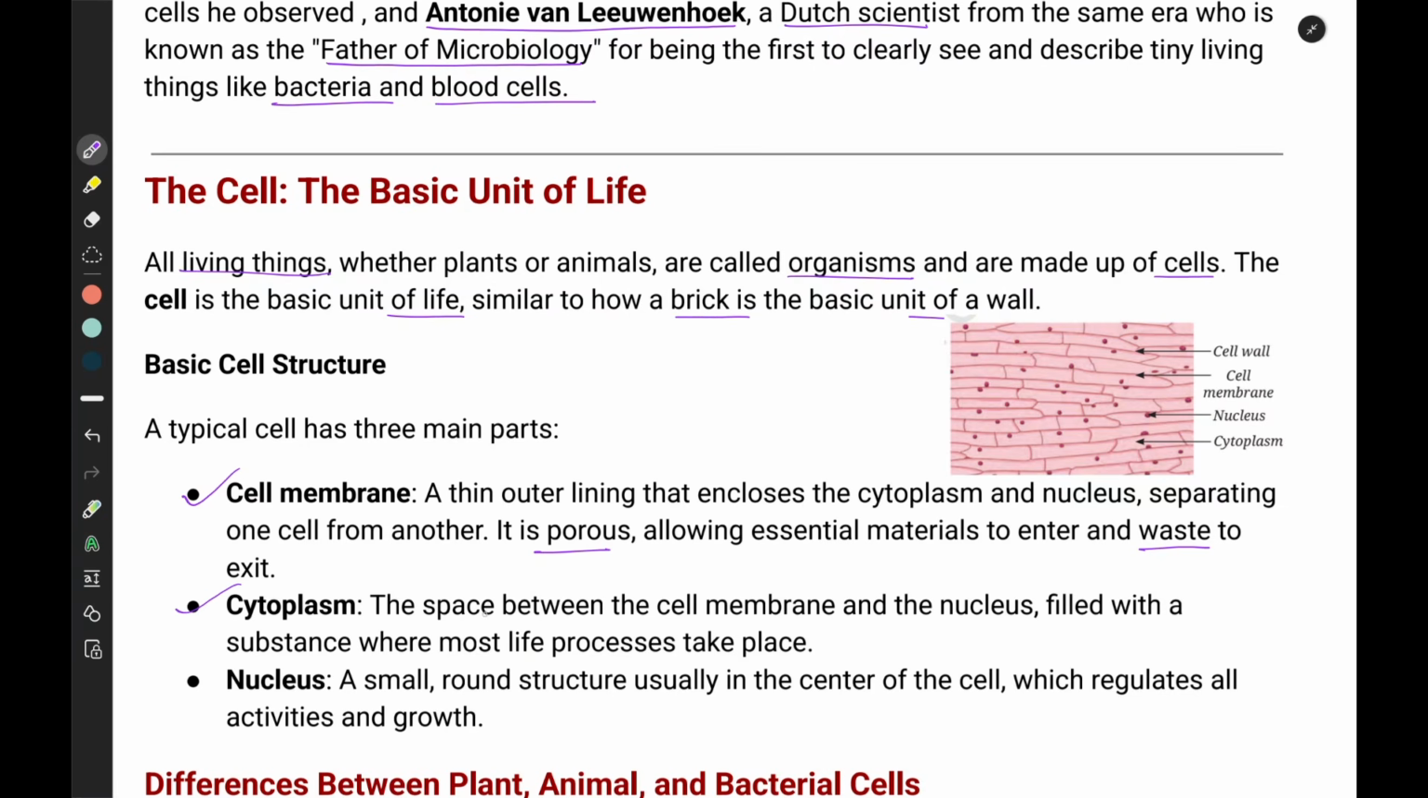Cytoplasm, the space between the cell membrane and the nucleus, filled with a substance where most life processes take place. Nucleus, a small round structure usually in the center of the cell, which regulates all activities and growth.